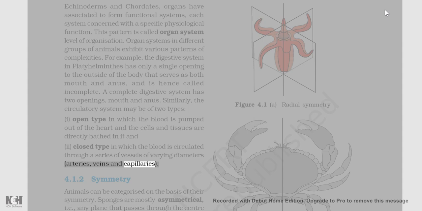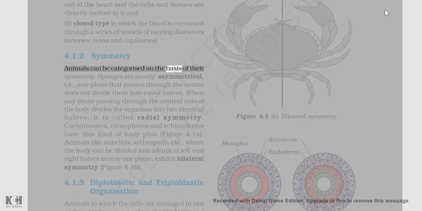4.1.2 Symmetry. Animals can be categorized on the basis of their symmetry. Sponges are mostly asymmetrical, i.e., any plane that passes through the center does not divide them into equal halves. When any plane passing through the central axis of the body divides the organism into two identical halves, it is called radial symmetry. Coelenterates, ctenophores, and echinoderms have this kind of body plan, figure 4.1a. Animals like annelids, arthropods, etc., where the body can be divided into identical left and right halves in only one plane, exhibit bilateral symmetry, figure 4.1b.